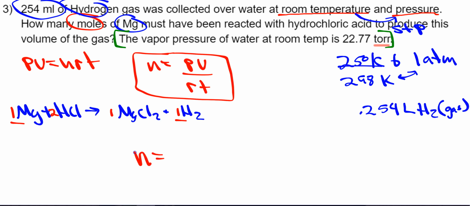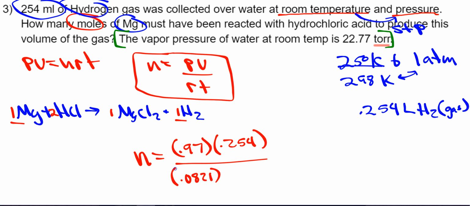So n will be equal to 0.97 atm, the pressure of just the H2, times my volume of it, which is 0.254 liters, over R, which is 0.0821. Now, this is really 0.08206, but I round it here. If you see it in the book as 0.08206, don't panic, it's the same thing. And then T we converted to 298 K. I'm going to plug all that in. I get 0.01 for n, so that's moles.